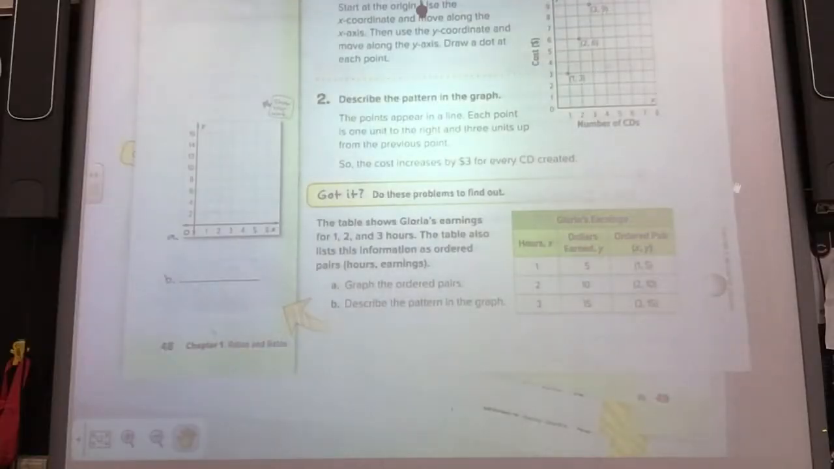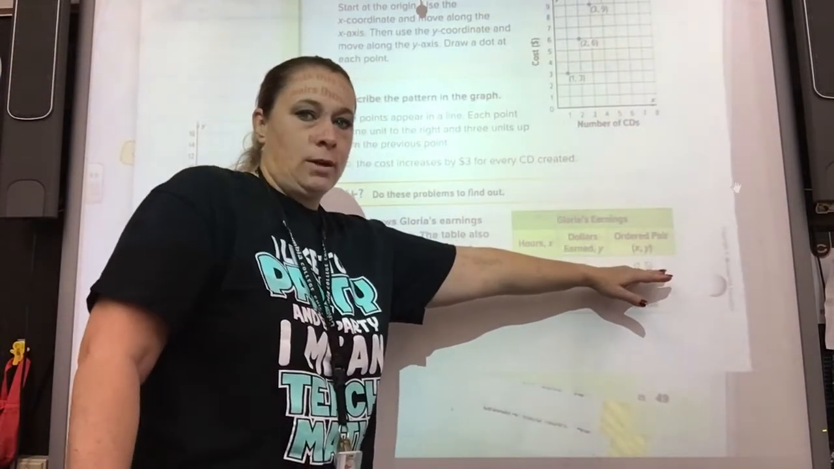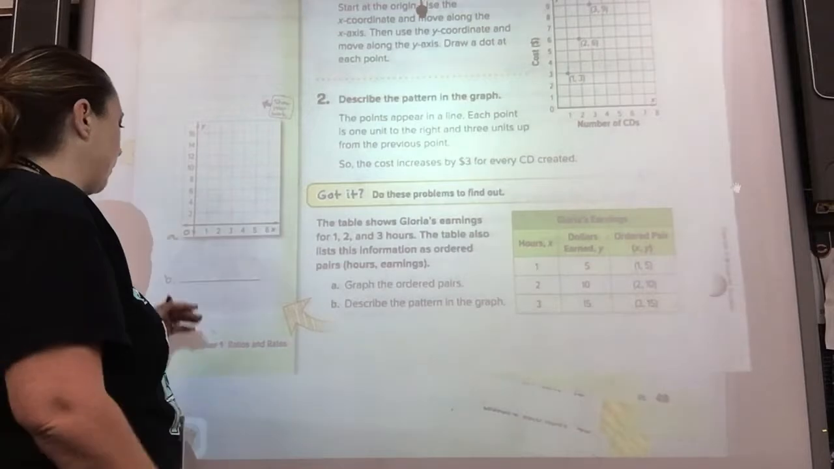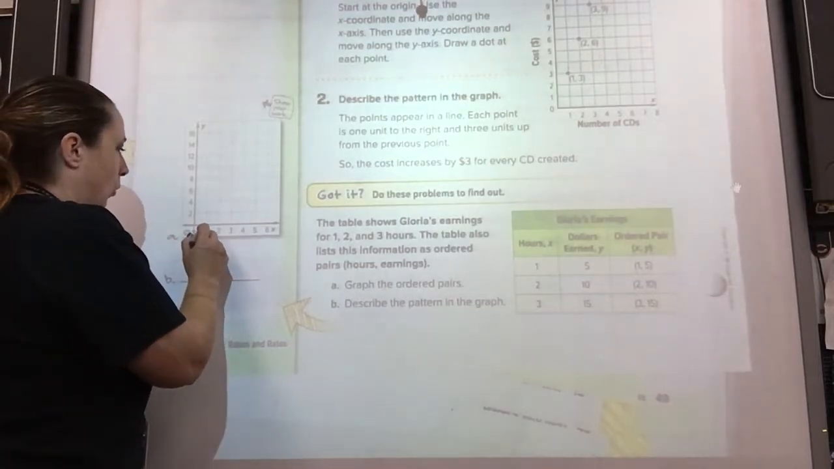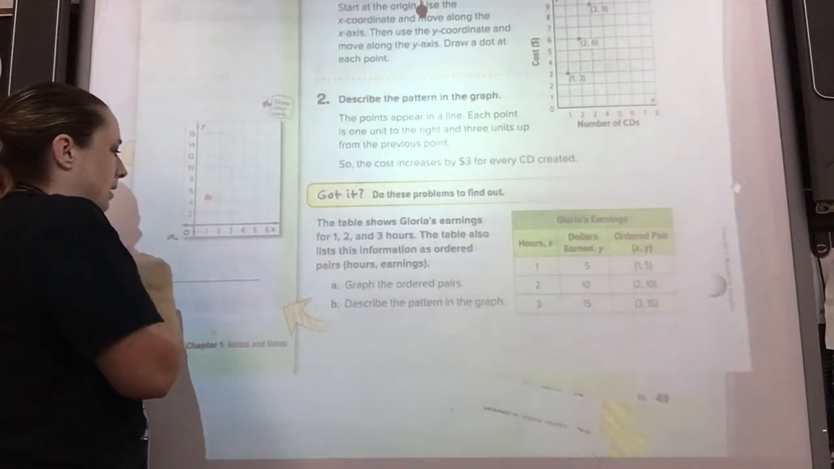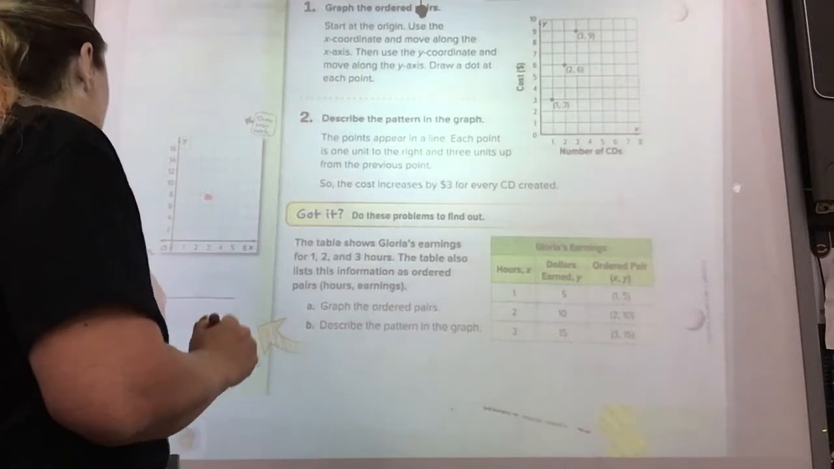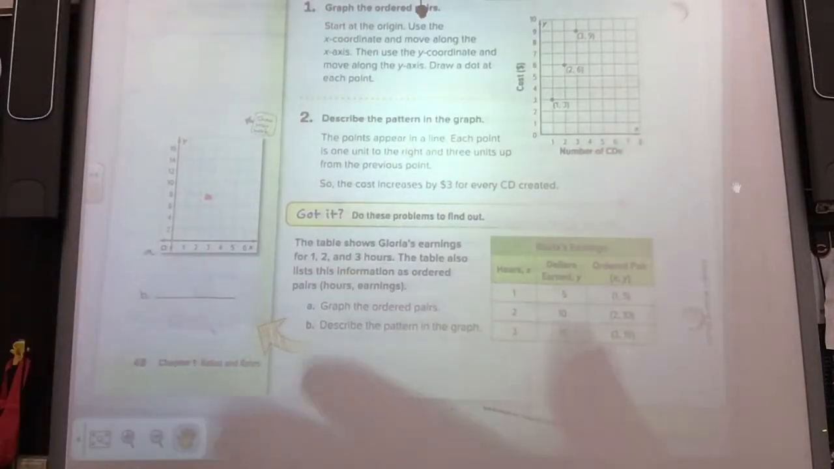So let's try this. Got it. The table shows Gloria's earnings for 1, 2, and 3 hours. It also lists the information as ordered pairs. So it's giving that information to you. For 1 hour, she earned $5. Your ordered pair is 1 and 5. You're going to come over here and graph it. Start at 0, go over 1, go up 5, and see now they only give us a 4 and a 6. So that 5 is going to go where? Right, it's going to go in between.